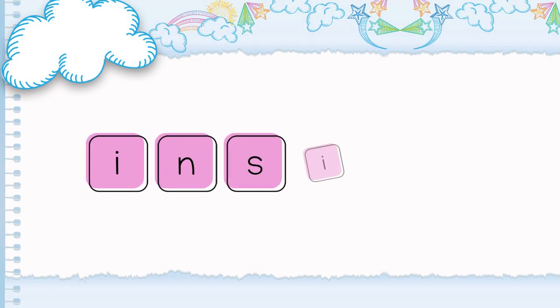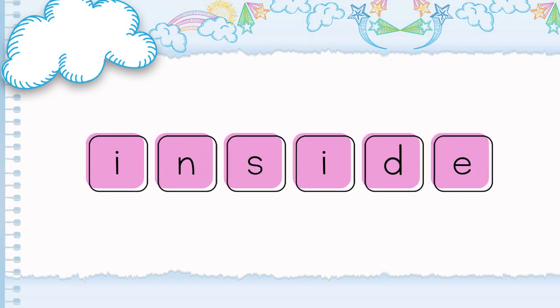Look at the word inside. The vowels in inside are I and E. You do not need to mark the E at the end because it is silent. Mark the other vowels with a V.